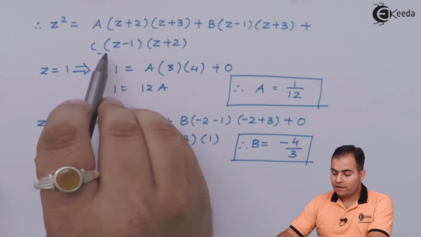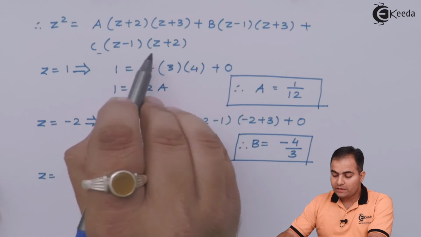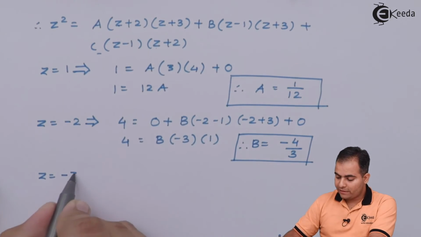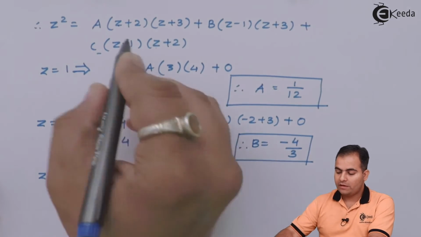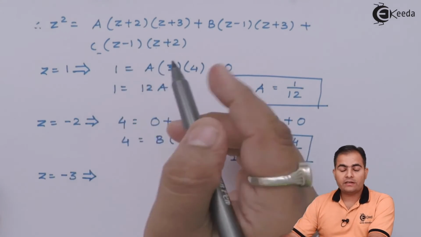Now similarly, which term are you going to substitute to get the value of C? Now here, what do we have? C is multiplied with z minus 1 and z plus 2. So which term is missing over here? This z plus 3. So if I substitute z equals to minus 3 in this equation, automatically both a and b terms will vanish.